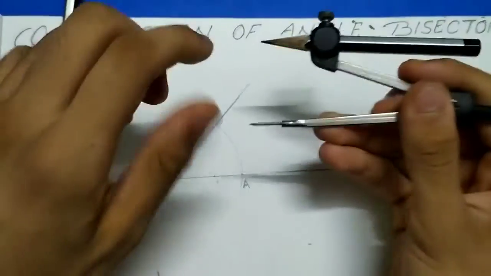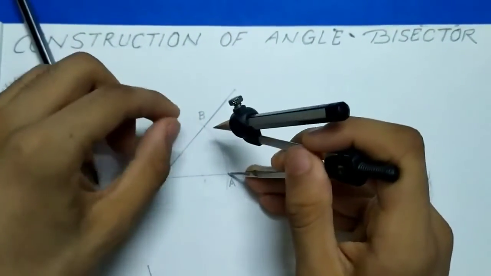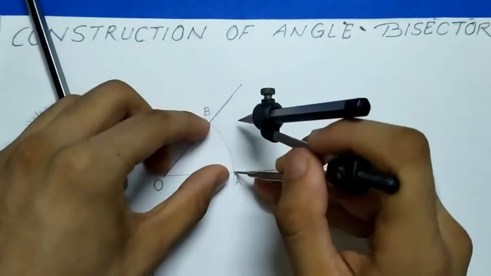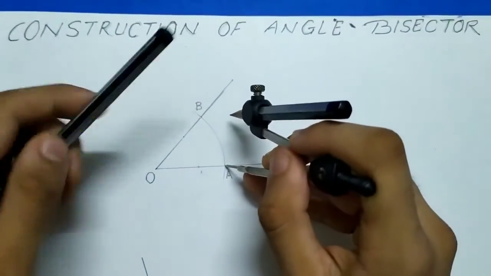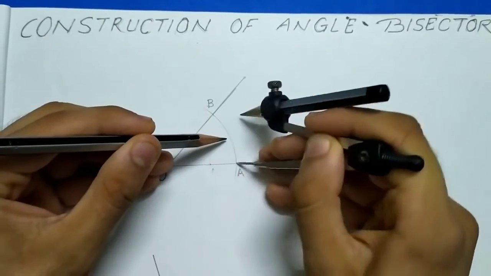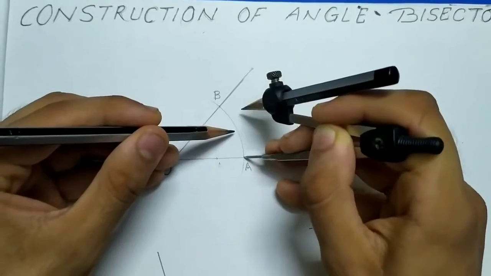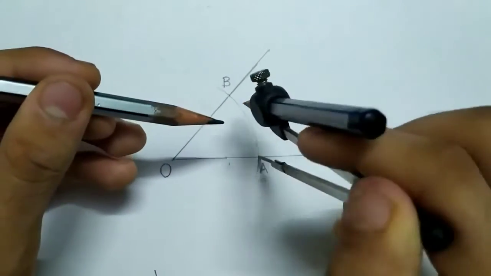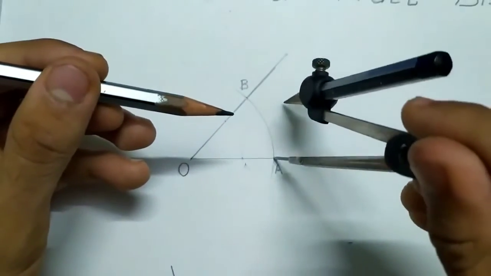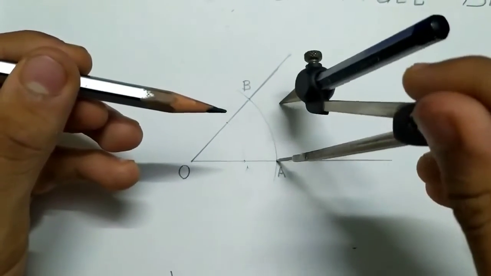Now what we do is we open our compass to a length which is greater than the approximate half of AB. So if this is AB, half of AB will lie somewhere over here. So we open our compass to roughly this length, it's clearly greater than the half, and draw an arc like this.